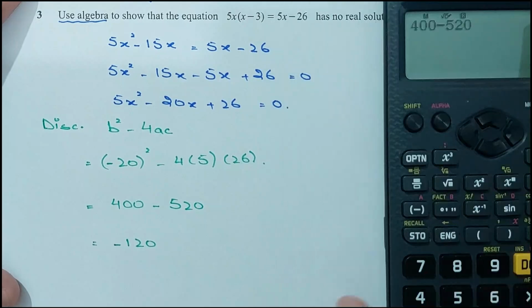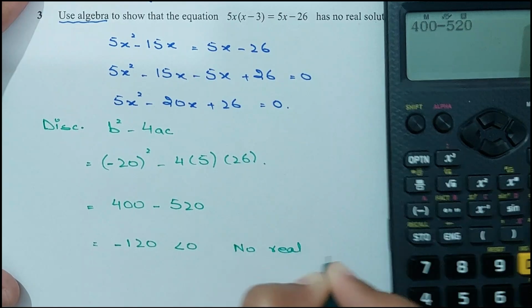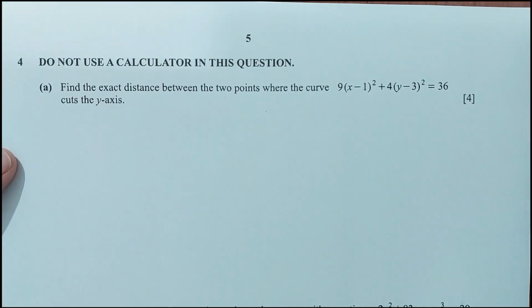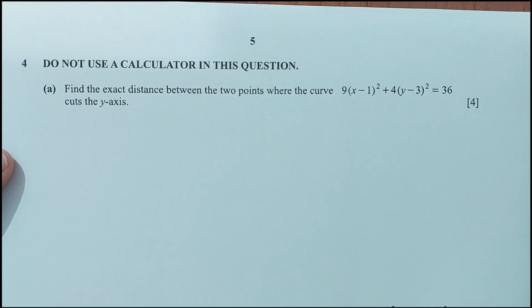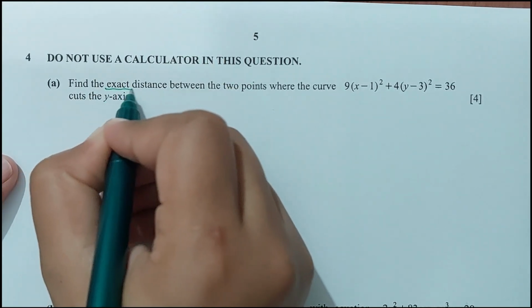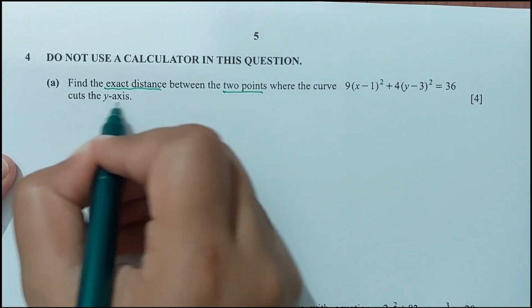Since the discriminant is negative, it is less than 0. When the discriminant is negative, it has no real solutions. This is proved. Question number 4, do not use a calculator in this question. Part A, find the exact distance between the 2 points where the curve cuts the y-axis.